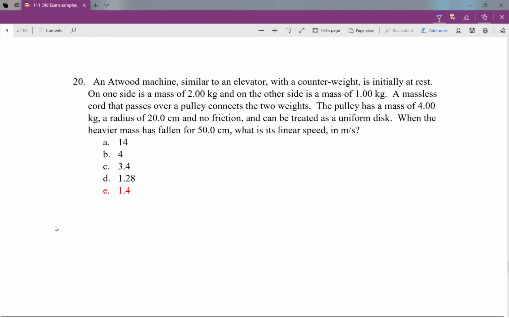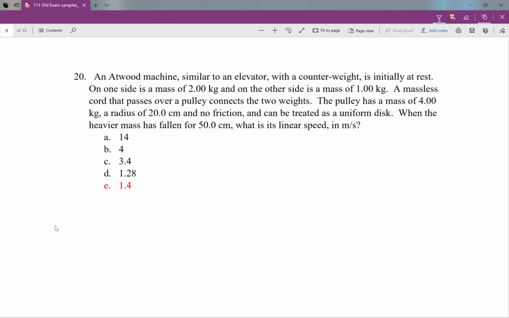All right, last question. This is an interesting question. An Atwood machine, similar to an elevator with a counterweight, is initially at rest. On one side is a mass of 2 kilograms, and on the other side is a mass of 1 kilogram. So we have something like this: one mass going this way, that's 2 kilos, and the other mass this way, and it's just 1 kilo.